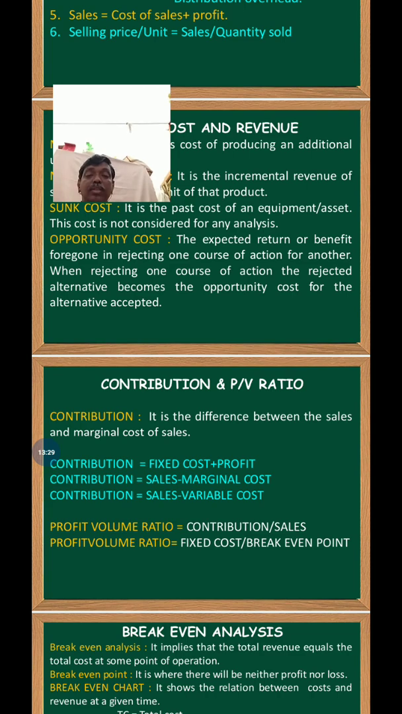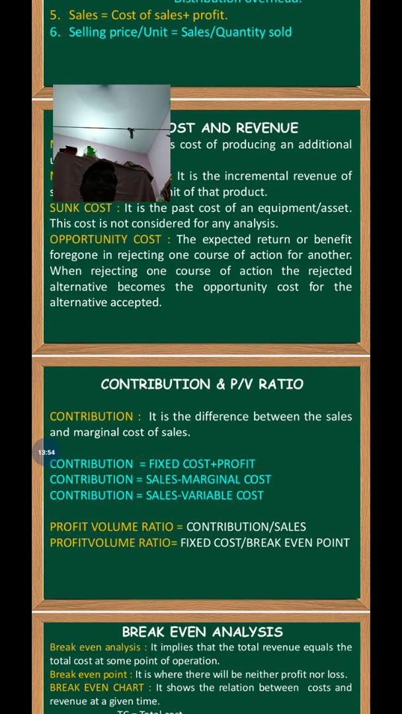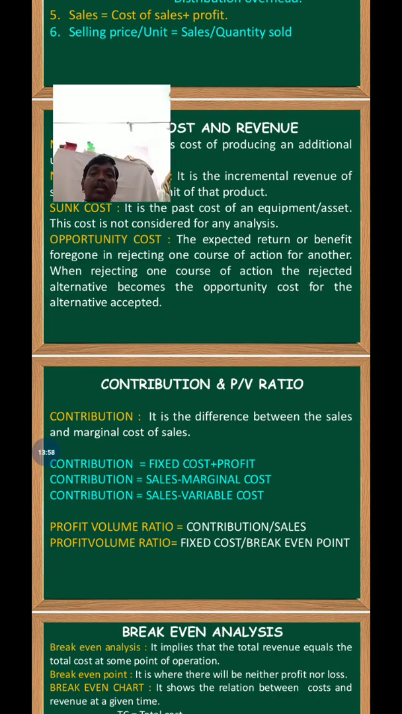And then what is meant by profit volume ratio? Contribution by sales is called the profit volume ratio. Another way to calculate the profit volume ratio is fixed cost by break-even point. What is meant by break-even point? It is also known as the no gain, no loss point, and is called the break-even point.